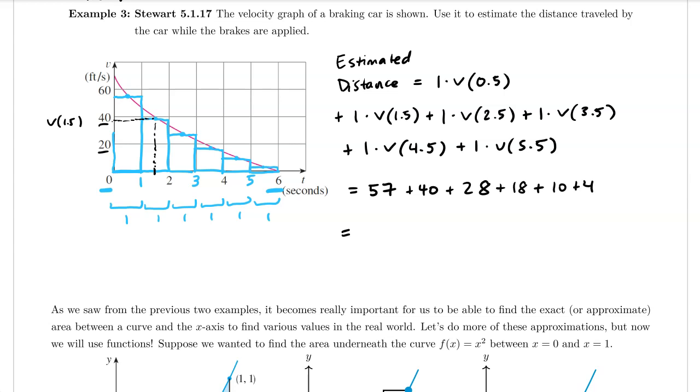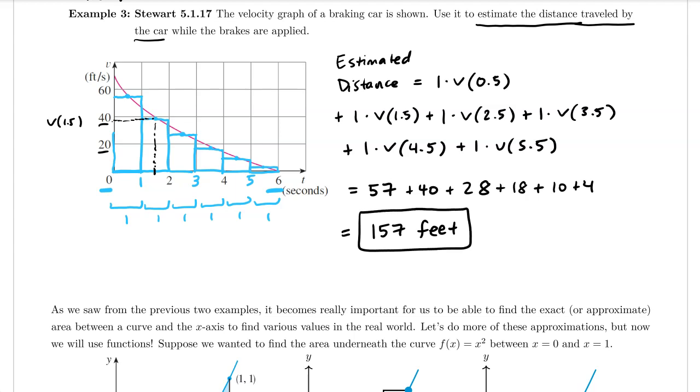And so if we add up all those numbers together, this sums to 157. And we want to make sure we have units on this. And it asks us to estimate the distance traveled by the car. So in this case, we're measuring distance with feet. So it'd be 157 feet would be our final answer.